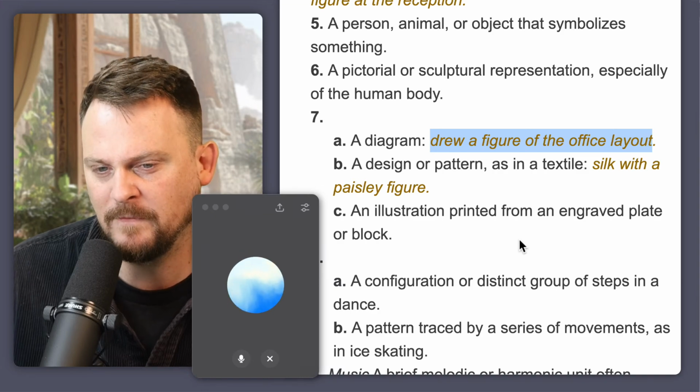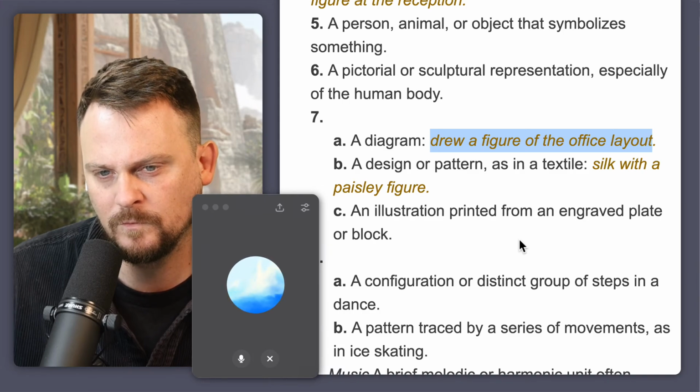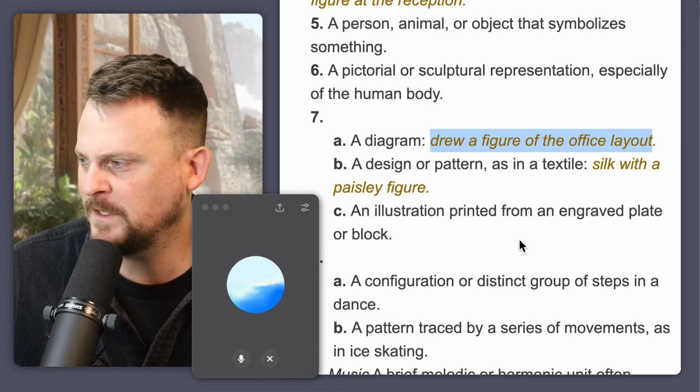That's the example I gave. Give me a different example. Of course. Here's another example. The curtains were adorned with a floral figure, displaying... Give me another one. Sure. Here's another. Example: the tablecloth had a geometric figure consisting of interlocking squares.